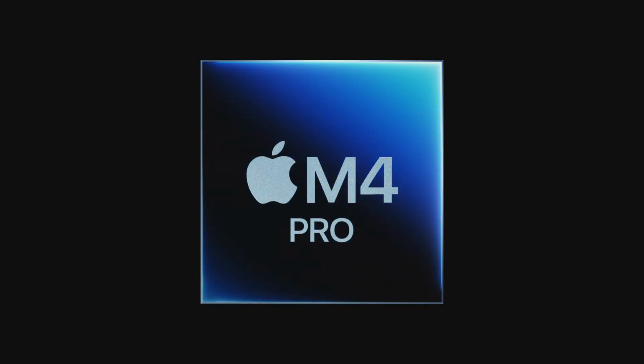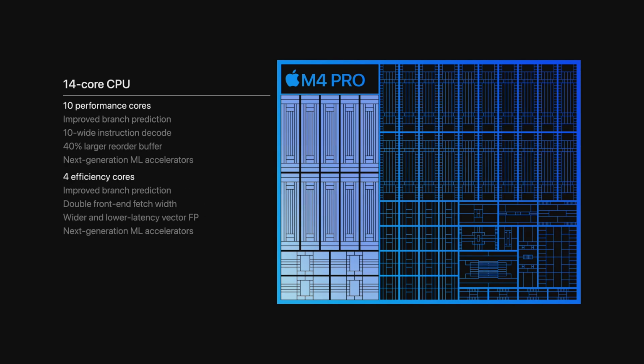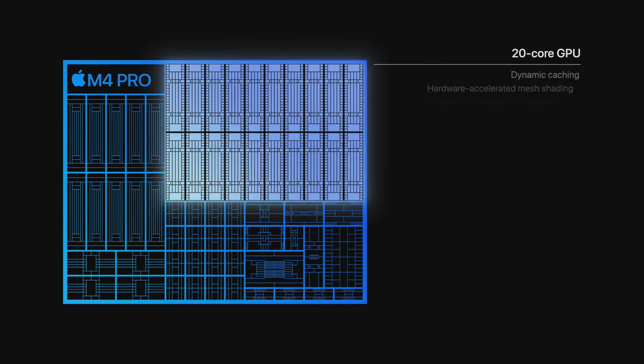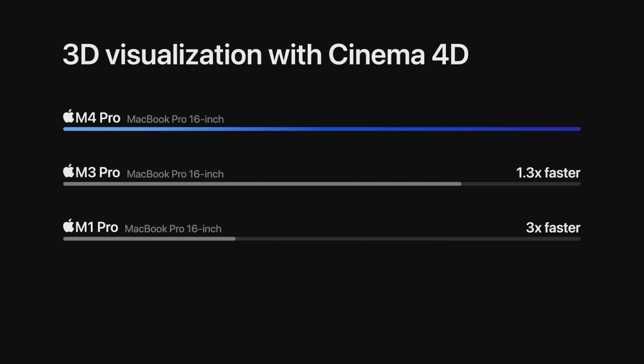M4 Pro features a powerful CPU with 10 performance cores and 4 efficiency cores for a huge jump in multi-core performance. Its 20-core GPU is twice as powerful as M4. The new MacBook Pro is up to 3 times faster than models with M1 Pro.